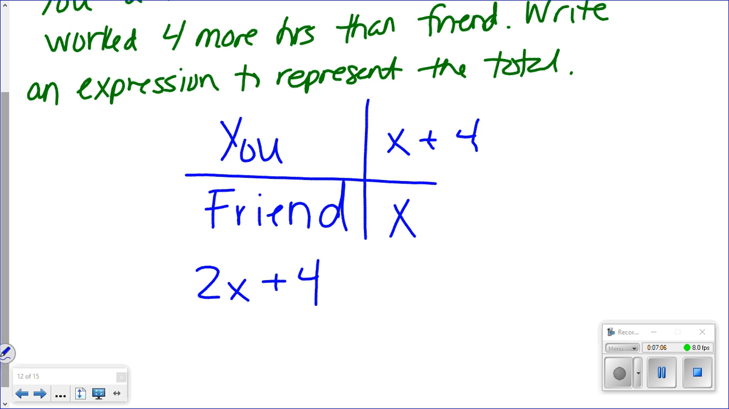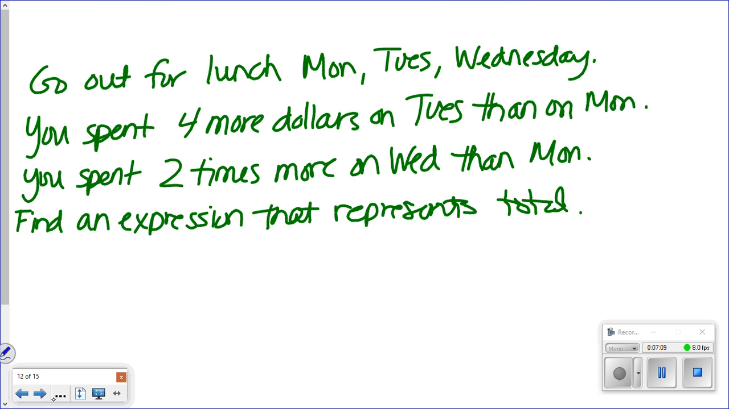Let's make it a little trickier now. It's not really that tricky, but you just got a third thing you're adding in. Okay, so now you're going to go for lunch, Monday, Tuesday, Wednesday. You go out for lunch, and you spend $4 more on Tuesday than on Monday. You spent 2 times more on Wednesday than Monday. Find an expression. Now, really, it's not trickier. We're just adding another thing to our table. That's all.